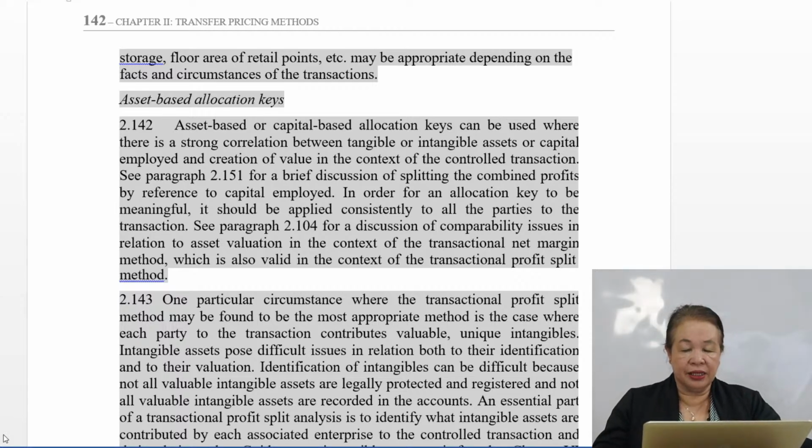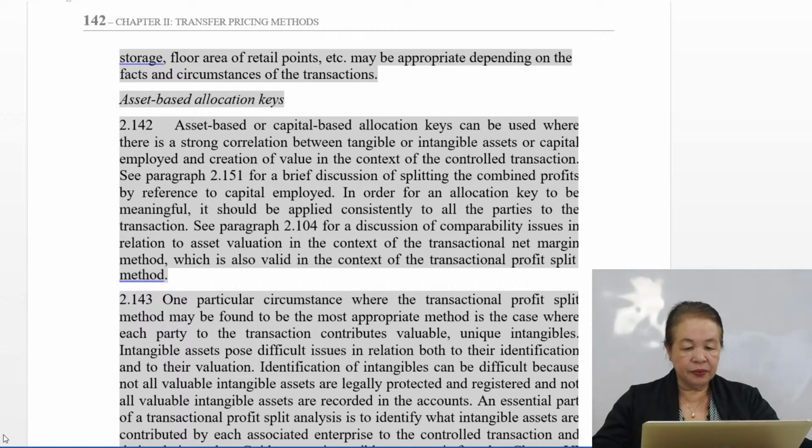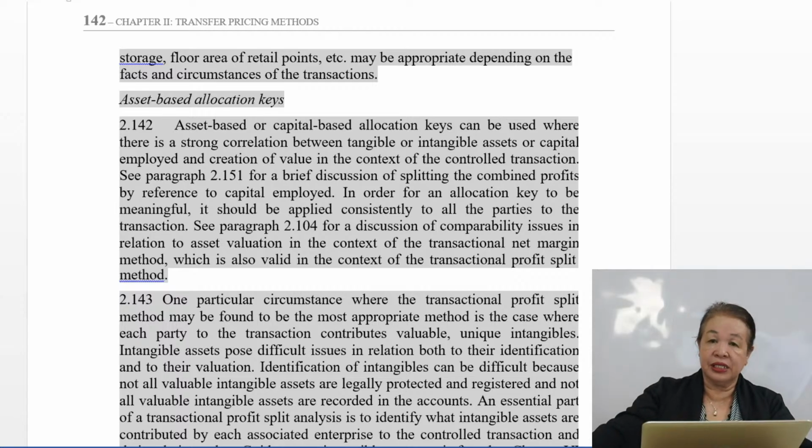Asset-based allocation key, no? Asset-based or capital-based allocation key can be used where there is a strong correlation between tangible or intangible assets. Ito naman yung parang justification kung bakit asset yung gamitin natin na basis or capital, no? So, asset-based or capital-based allocation key can be used where there is a strong correlation between tangible or intangible assets or capital employed and creation of value in the context of the controlled transaction, no?